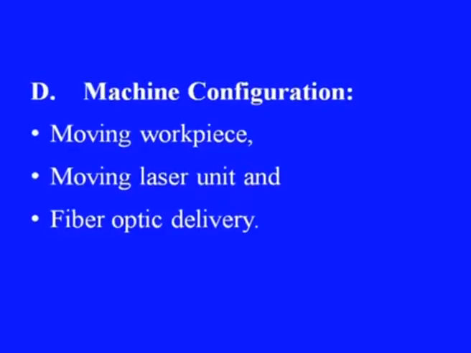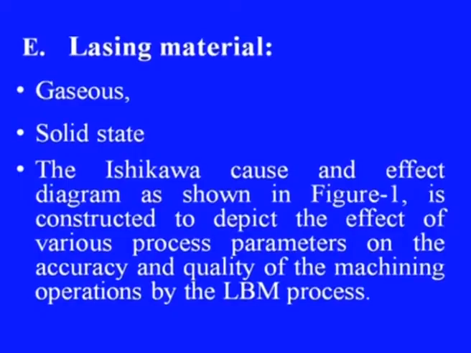The fourth category of parameters are related to machine configuration. These include whether the workpiece is moving or not, then the moving laser unit and then fiber optic delivery. The fifth group of parameters are related to lasing material, whether the material is gaseous or of solid state, etc. As we have already discussed, carbon dioxide is one of the most important gaseous lasing materials widely used in the industries, and then ruby and neodymium yttrium aluminum garnet are two solid state materials used very widely for lasing purposes.